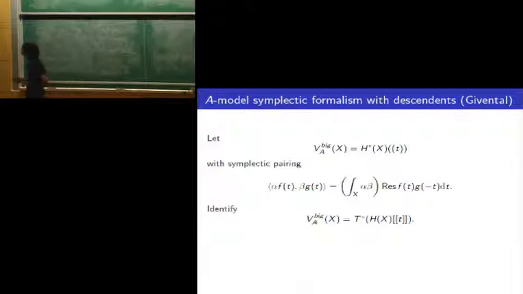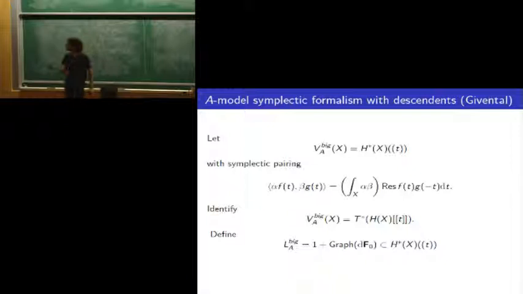Now, of course, this is the cotangent bundle on the part with no negative powers of t. And we saw that the generating function for Gromov-Witten invariants was a function on that space, no negative powers of t. So we define our large Lagrangian cone, the A model version, to be, as before, just the graph of this.